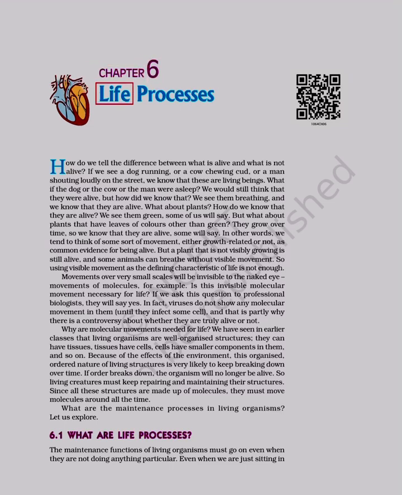Chapter 6. Life Processes. How do we tell the difference between what is alive and what is not alive? If we see a dog running, or a cow chewing cud, or a man shouting loudly on the street, we know that these are living beings. What if the dog or the cow or the man were asleep? We would still think that they were alive. But how did we know that? We see them breathing, and we know that they are alive.